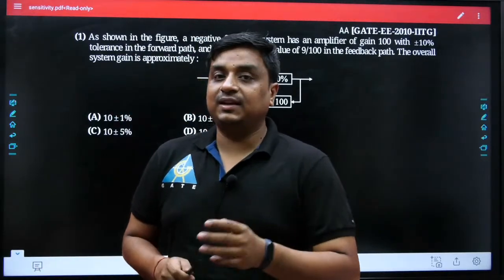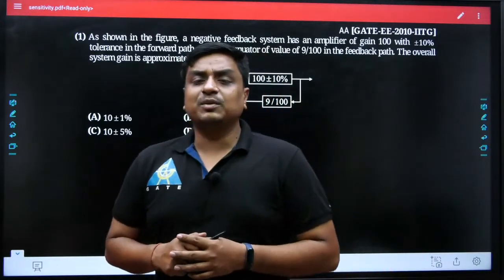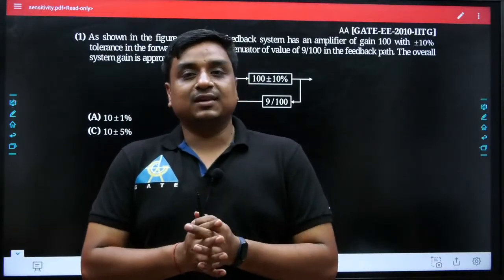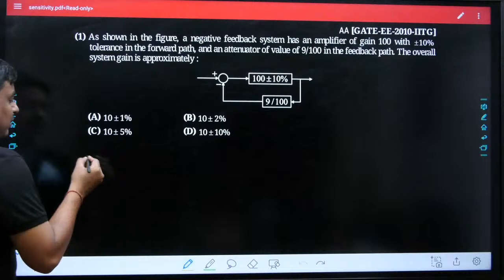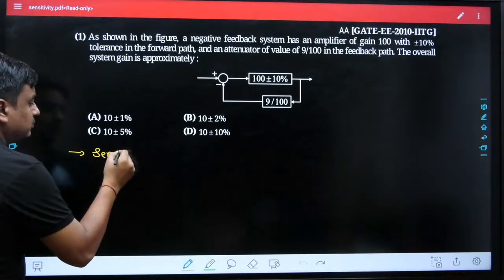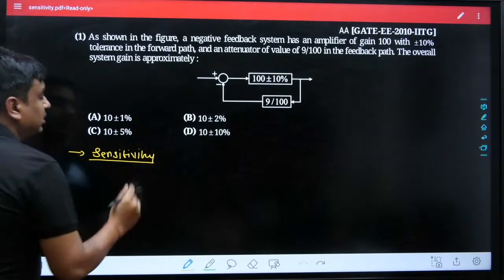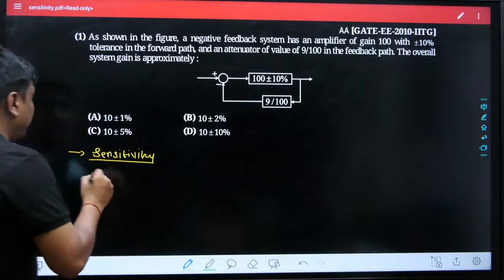And the agenda of today's class is that we are going to take two numericals based on the concept of sensitivity. The theoretical part is already over in the last class, so let me write what my agenda would be. At the very beginning, I would be taking a few problems based on sensitivity, and once the two problems on sensitivity are over, we'll move to the next very important topic.